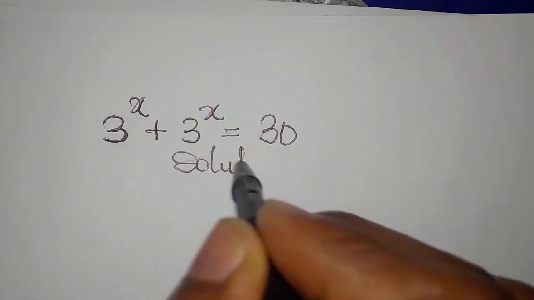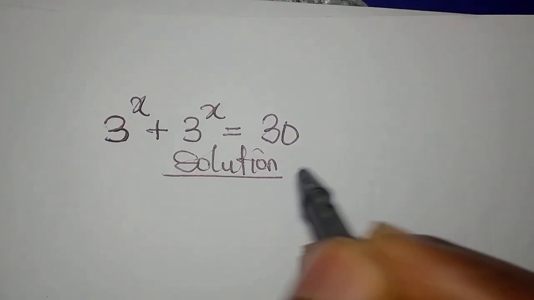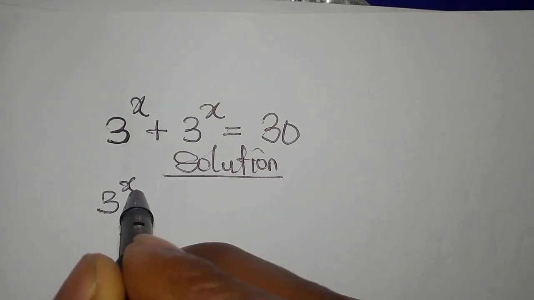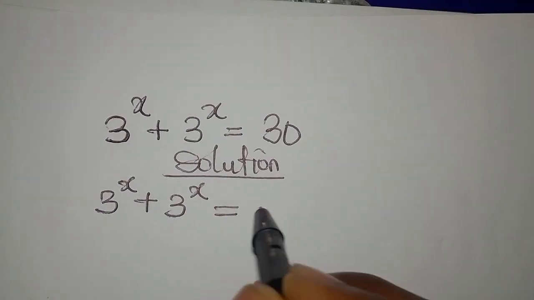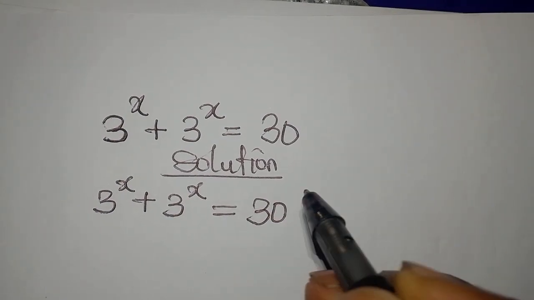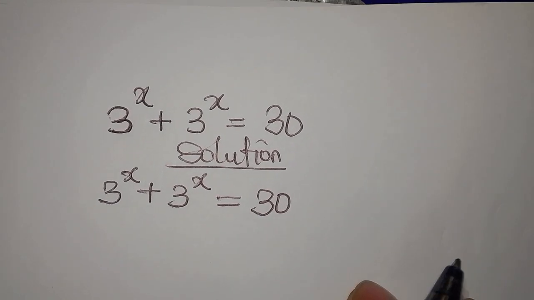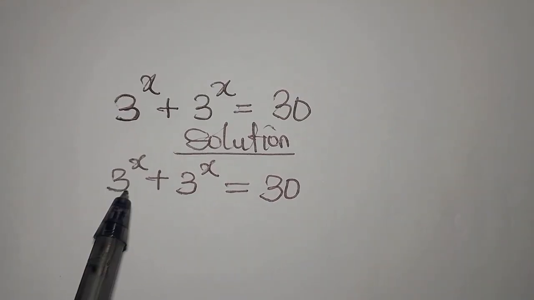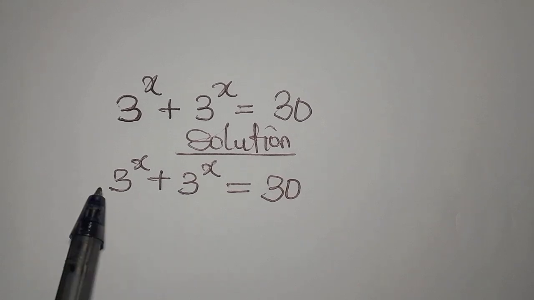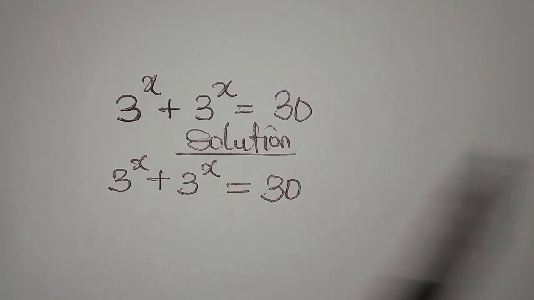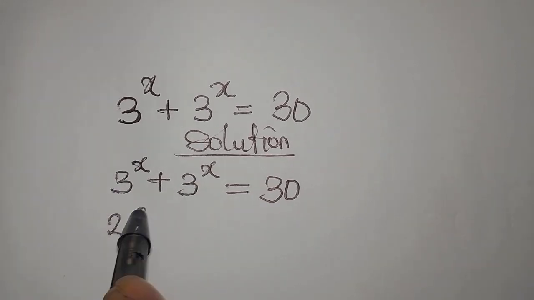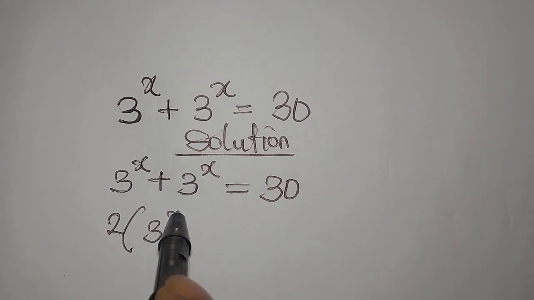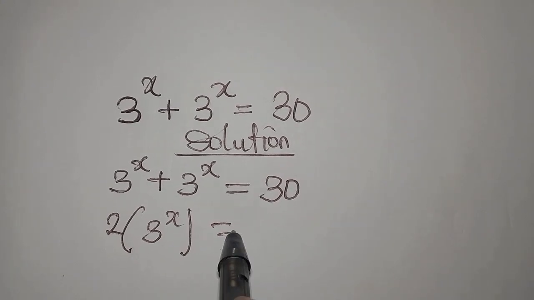Okay, welcome to Olympiad Mathematics. This is 3 to the power of x plus 3 to the power of x equals 30. One of my learners told me that when you add this up, it should give 6 to the power of x. But that is not correct, because if you add this, what you have is 2 times 3 to the power of x, and it is equal to 30.